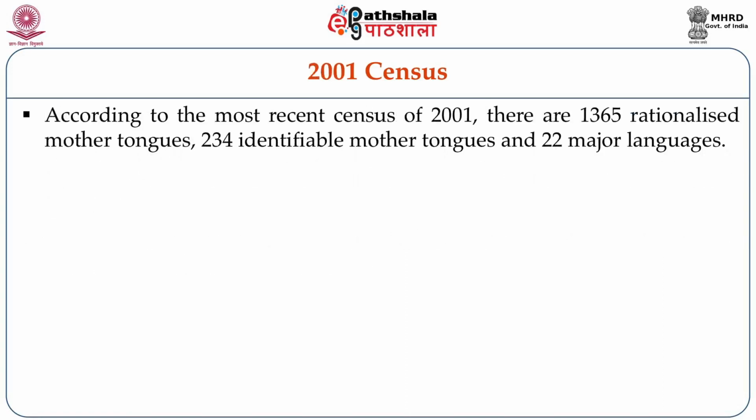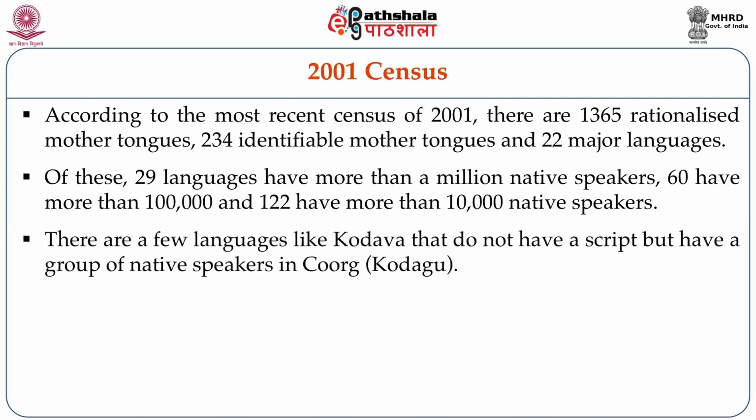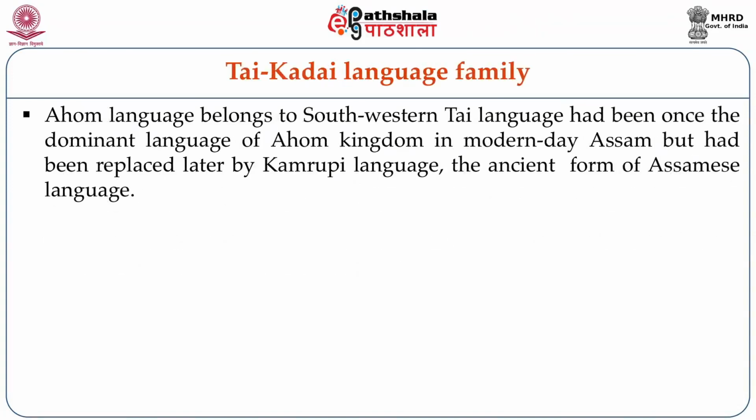2001 census reports. According to this report, there are 1,365 rationalized mother tongues, 234 identifiable mother tongues, and 22 major languages. Of these, 29 languages have more than a million native speakers, 60 have more than 1 lakh, and 122 have more than 10,000 native speakers. There are a few languages like Kodava that do not have a script but have a group of native speakers in Coorg. Actually, there are two more languages.